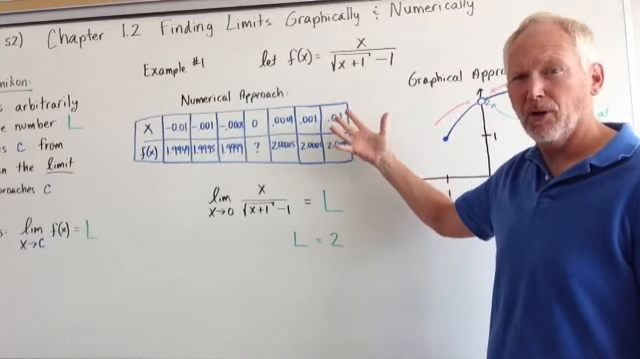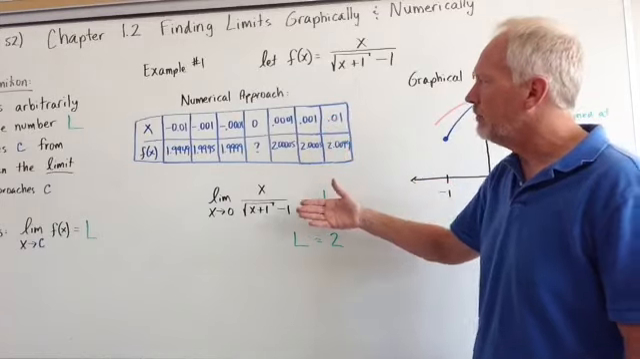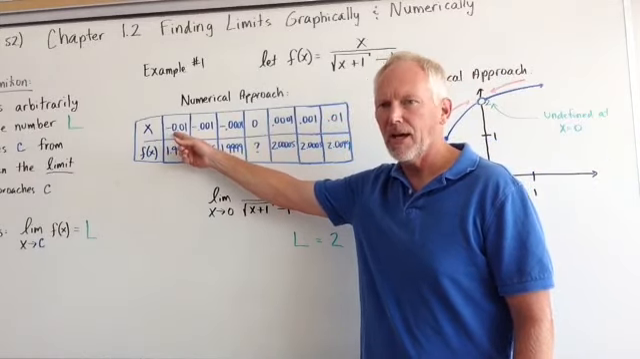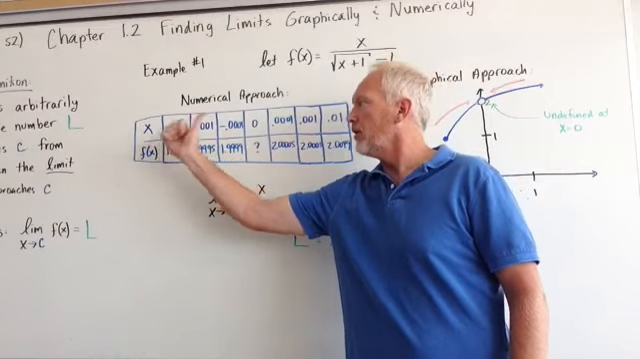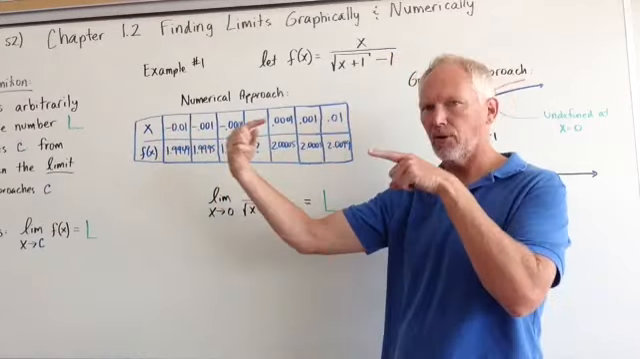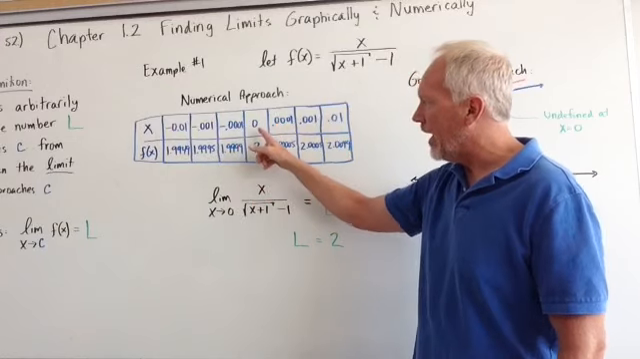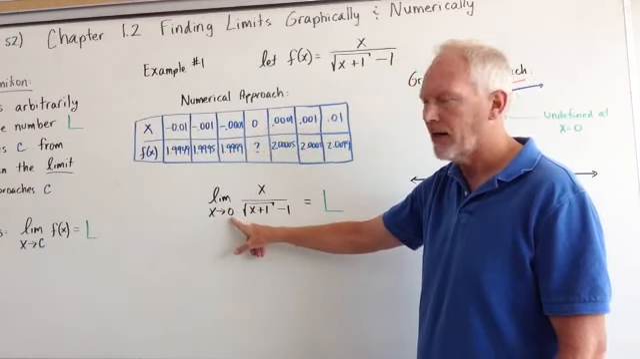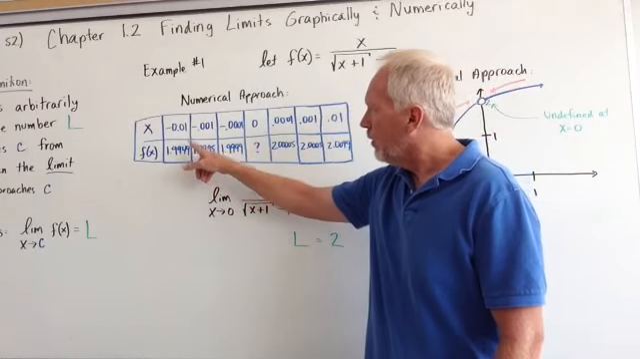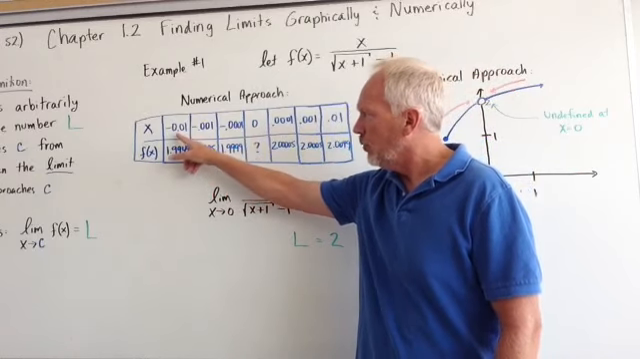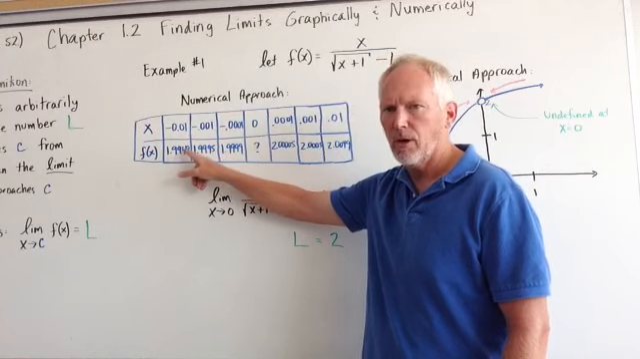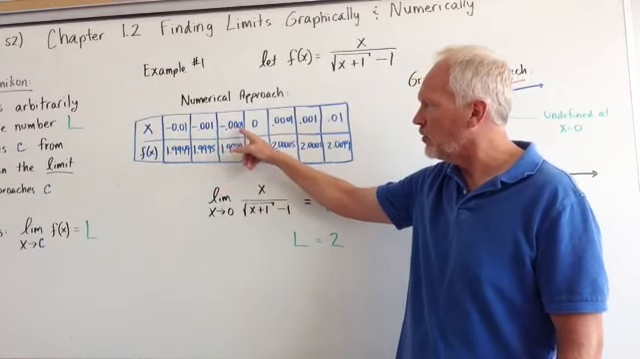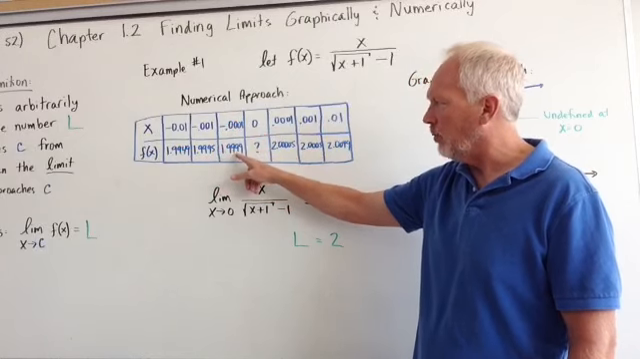And numerically, we just build a table, okay? As we start plugging in x's from the negative side, remember, we have to go from the negative side and the positive side. They have to go both directions as we approach 0, because we want to know the limit as x approaches 0. What's happening with these y values? Well, with negative 0.01, we get 1.9949, 1.995, and as we get closer and closer to 0, we can see 1.999.